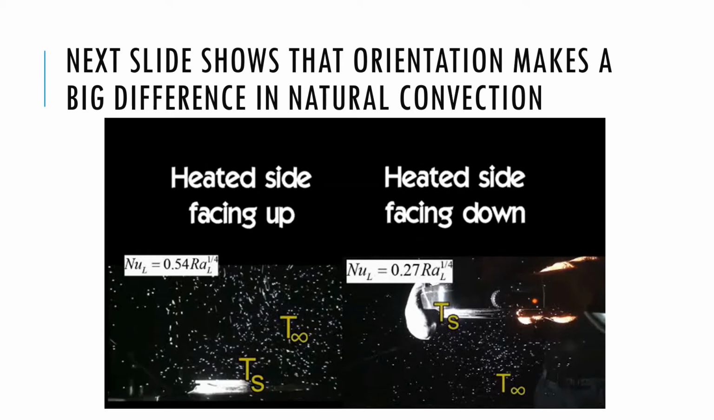On the right, this is not how we use it, but for the sake of making the point, for the sake of understanding natural convection, we hold this same hot plate with the heated side facing down. So you can see me holding this hot plate here with the heated surface facing down. Ts is the surface temperature and T infinity is the surrounding fluid temperature.